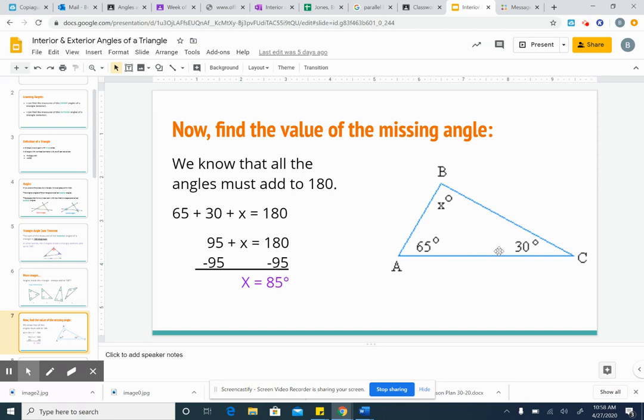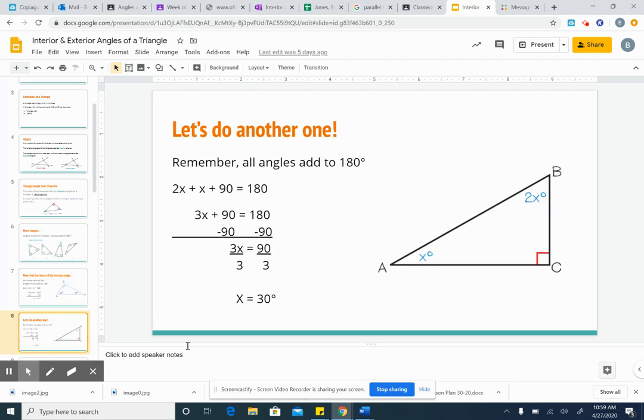Now, let's just try to find the missing x here, just to review. We know that the three angles inside this triangle should add to 180. So the way you would set up your equation would be 65 plus 30 plus x equals 180 degrees. We get 95 plus x equals 180, and then you want to isolate your variable by moving the 95 over, and you get x equals 85 degrees. That's just to review the interior angles. Let's continue on.